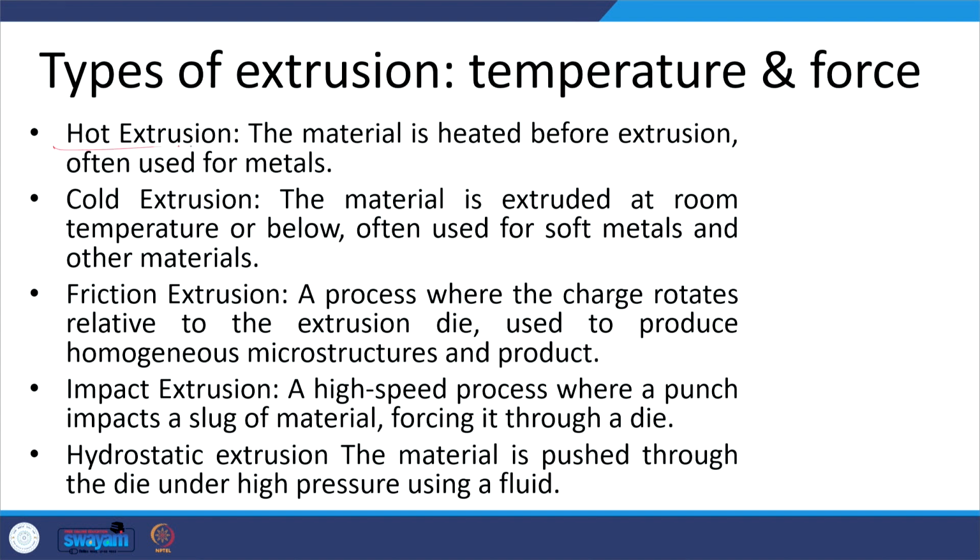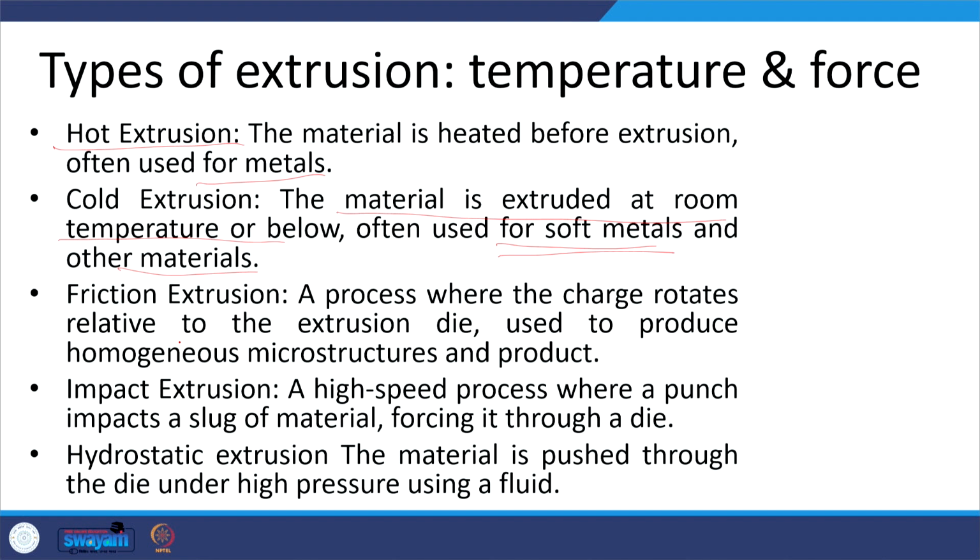Hot extrusion is one where the material is heated to a higher temperature, especially above the recrystallization temperature, so that it can offer the desired lower strength and greater ductility, and this is particularly good for metals. Cold extrusion is when the metal is extruded at room temperature or below, and it is used for metals and other materials like polymers, food, etc.